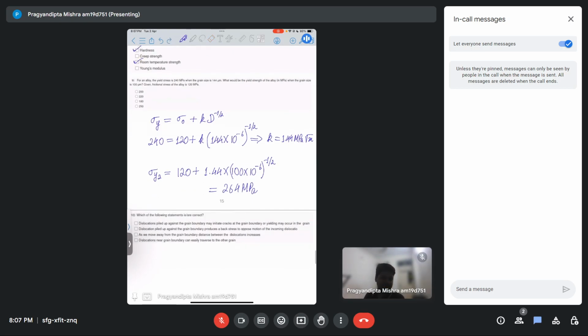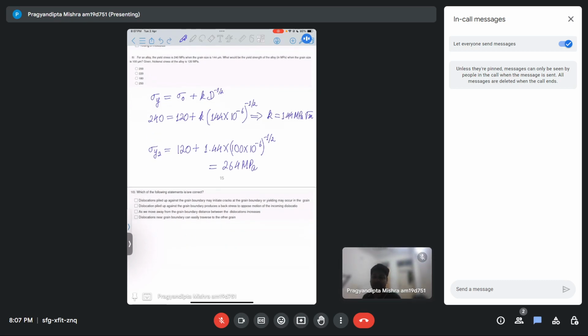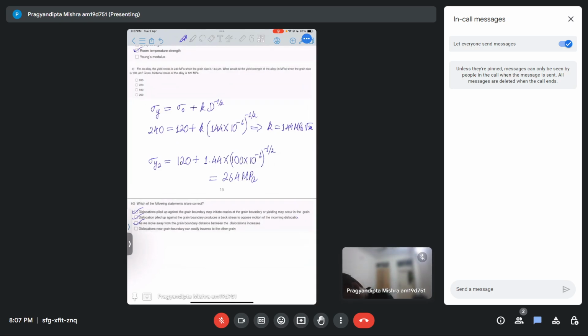Okay, so coming to the final question of the day. Which of the following statements are correct? Dislocations piled up against the grain boundary may initiate cracks at the grain boundary or yielding may occur at the grain. That is correct. Dislocations piled up against the grain boundary produce a backstress to oppose motion of the incoming dislocation, also correct. As we move away from the grain boundary, the distance between the dislocations increases. That is also correct. And dislocations near the grain boundary can easily traverse to the other grain. That is wrong.